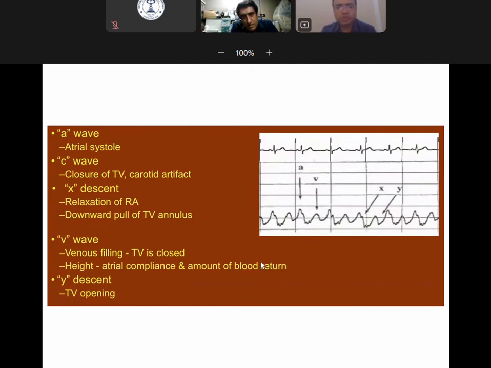Just to summarize, the A wave is because of the atrial systole. The C wave is because of the closure of the tricuspid valve or the AV valve. The X descent is because of the relaxation of the right atrium and the downward pull of the tricuspid annulus. The V wave is because of the venous filling where the tricuspid valve is closed, and the Y descent is because of the tricuspid valve opening. So how can you identify? The V wave will always peak after the T wave. The A wave will peak after the P wave. That you have to identify.